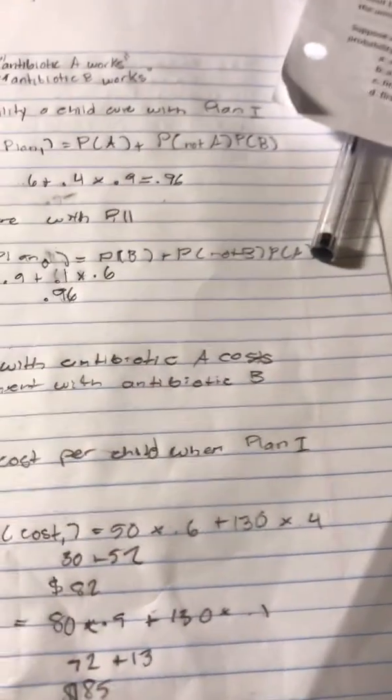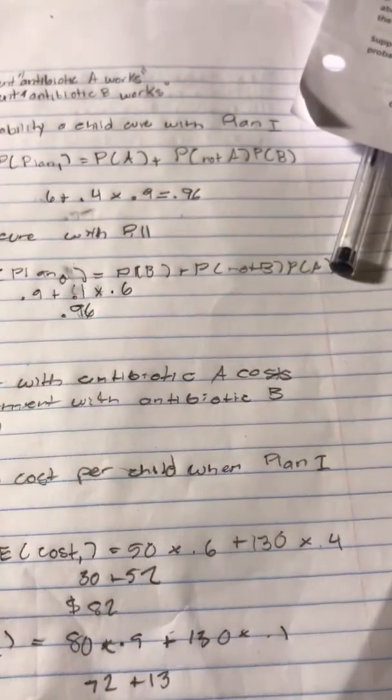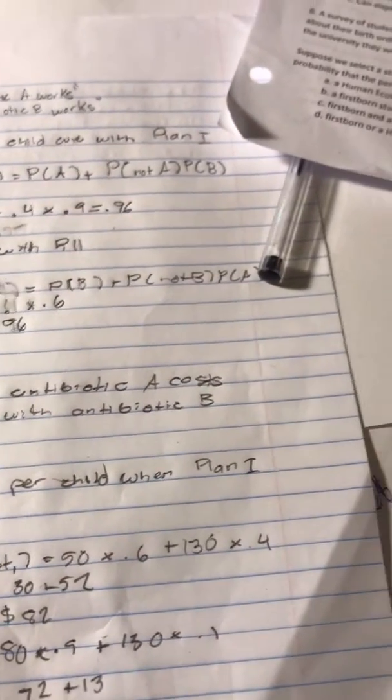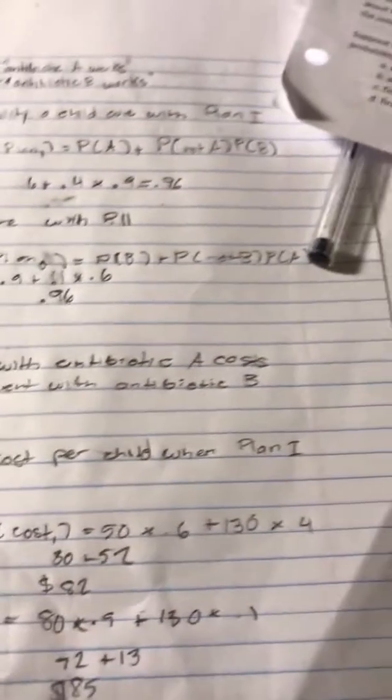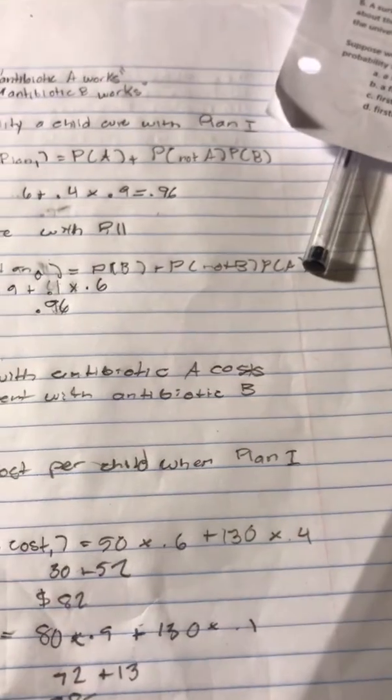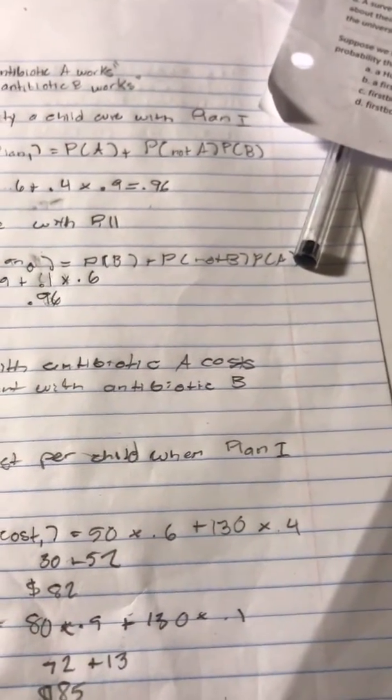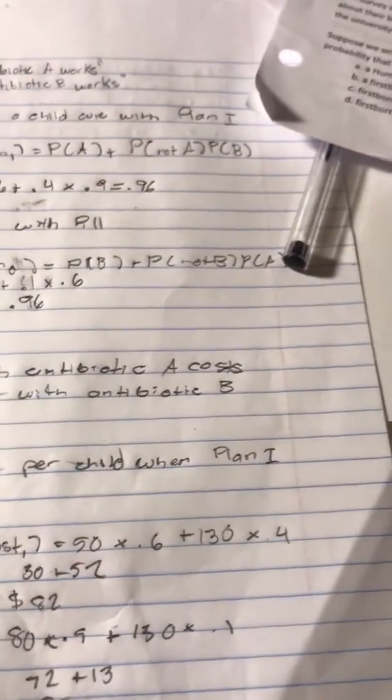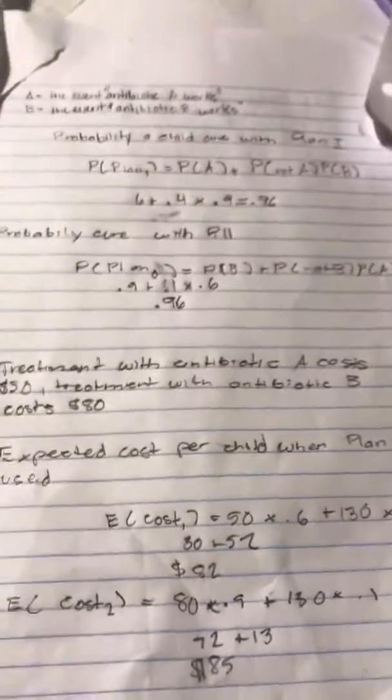Now, based on the results, which plan would I recommend? I would recommend Plan 1 because it's just as effective as Plan 2, and it's cheaper. So it's $82 compared to $85 in Plan 2. So you should definitely choose Plan 1 based on the results.